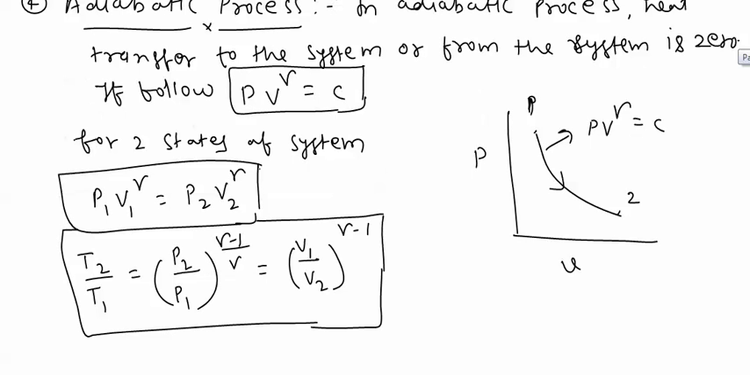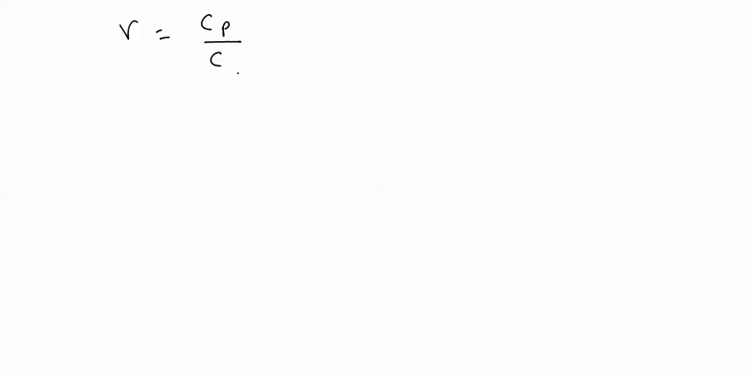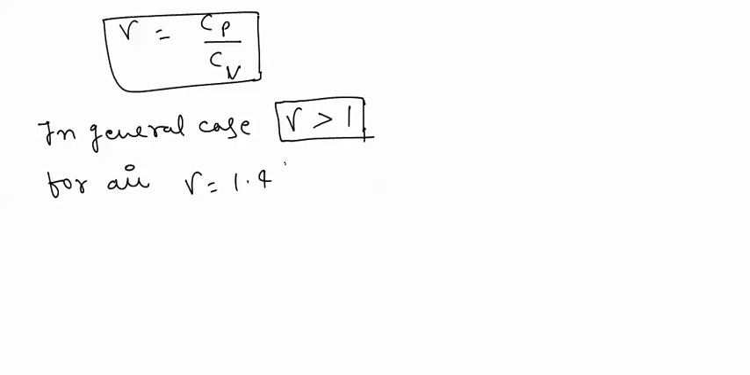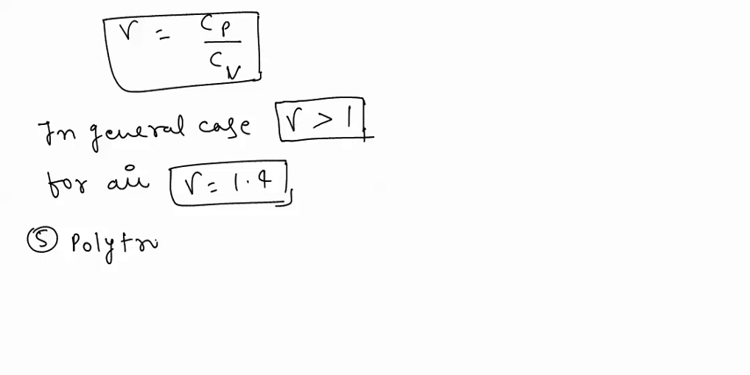Gamma is the ratio of specific heat at constant pressure and constant volume. In the general case, the value of gamma is greater than 1. For air, the value of gamma is taken as 1.4. Then the last process is the polytropic process.